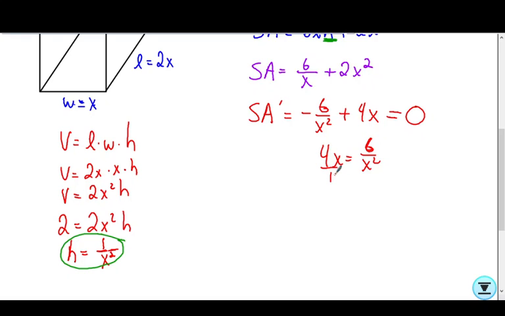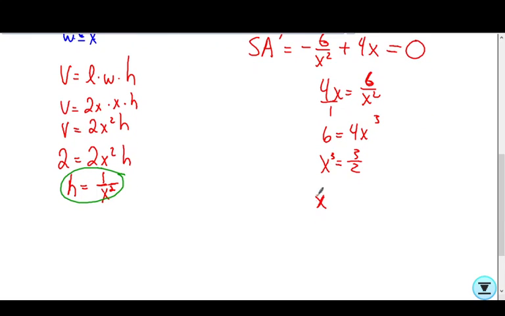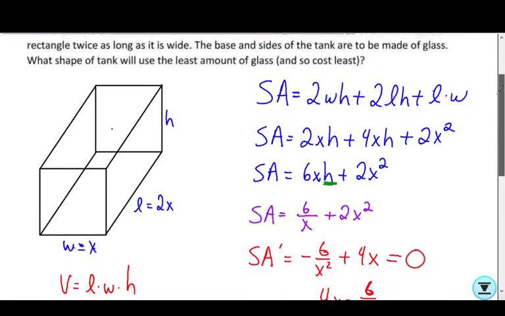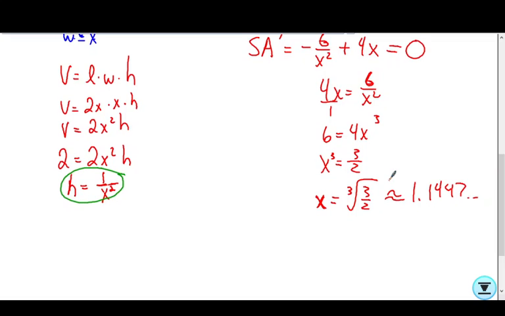Cross multiply. I'm going to get 6 equals 4x cubed, which means x cubed equals 3 halves by dividing both sides by 4, which means my x value is equal to the cube root of 3 halves, which if you plug into a calculator is approximately 1.1447 something something something. Okay? So I don't even have another value to test. I have one value.